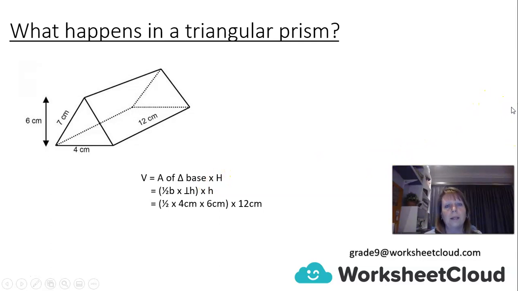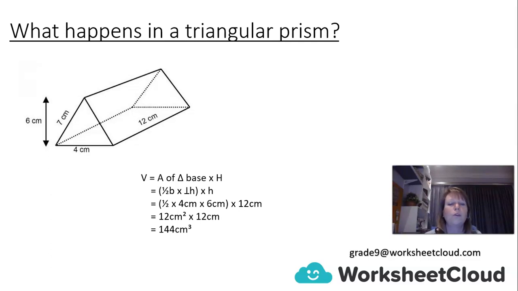We now plug in our measurements that we are given. It's going to be half times 4, which is the base of the triangle, times our perpendicular height, which is given to us here as being 6. Then we're going to multiply that by 12, which is the height of the actual prism. So we're going to get 12 centimeters squared, because half times 4 is 2, times 6 is 12, and we're going to multiply that by the height of the prism, which is also 12 centimeters, and we're going to end up with 144 centimeters cubed. So that is our original volume for this triangular prism.